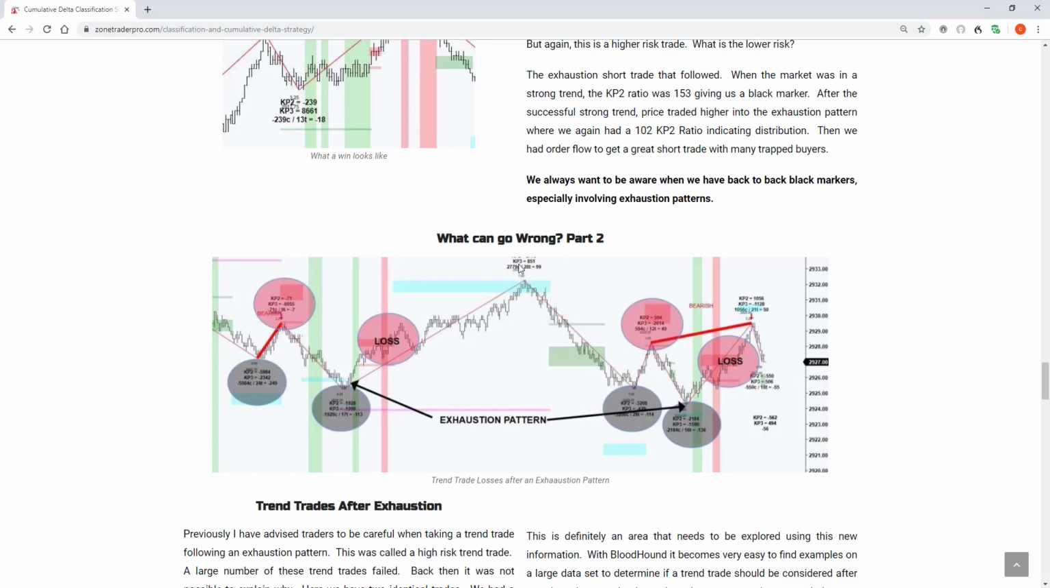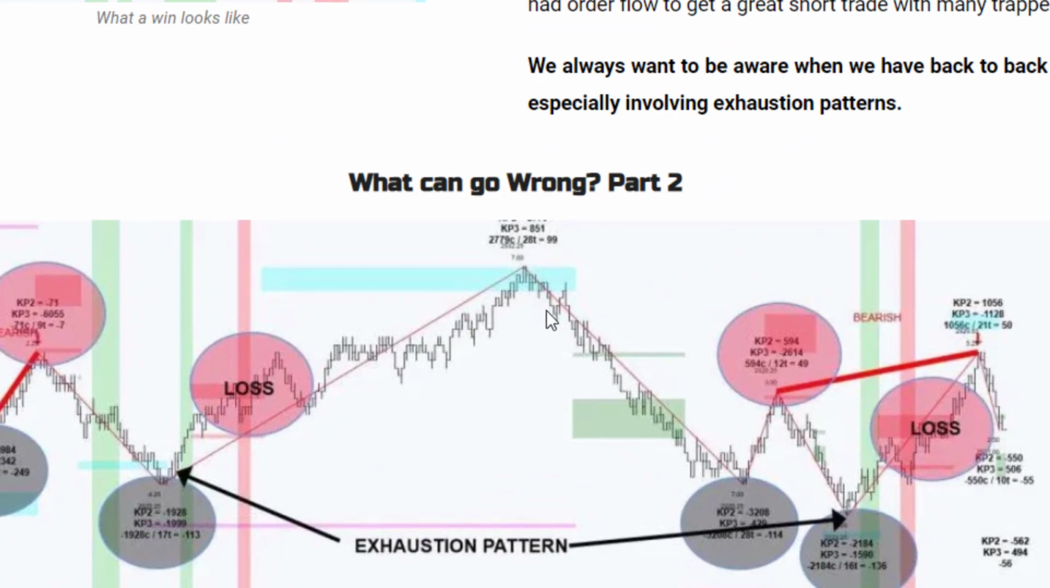And when you go and look at this picture also, I'd also note that here at this top, which is in between the two exhaustion trades, we again were putting in a number of 99, which would classify this as a distribution. And then from that distribution, I think we sold off something like 7 points.